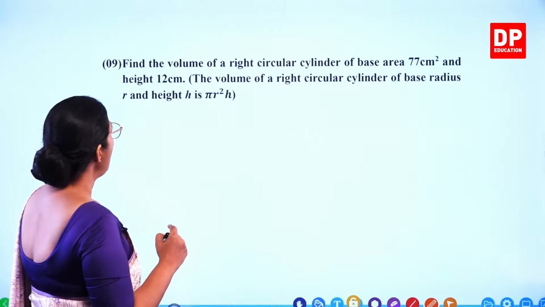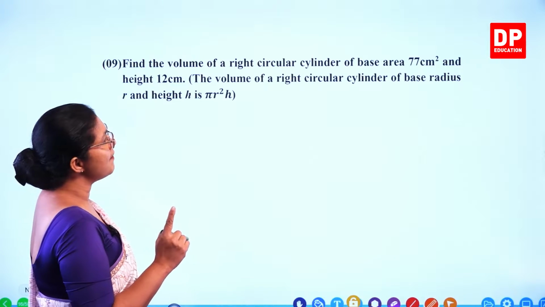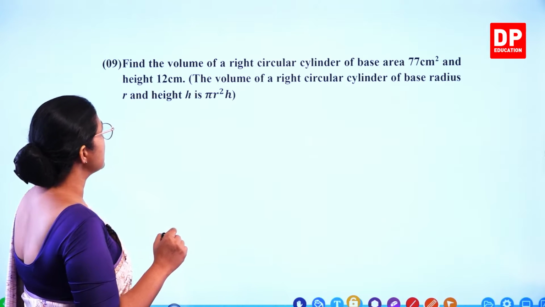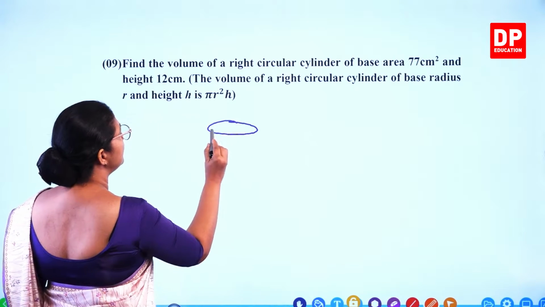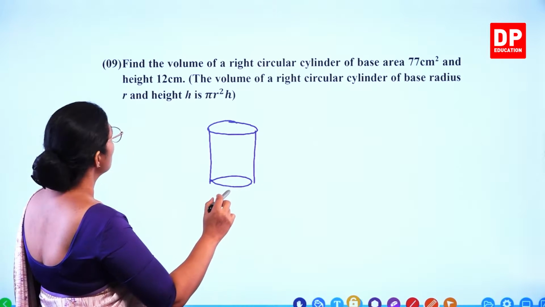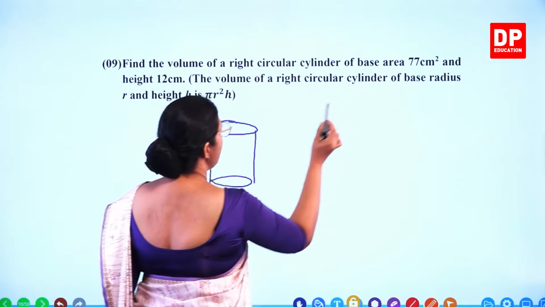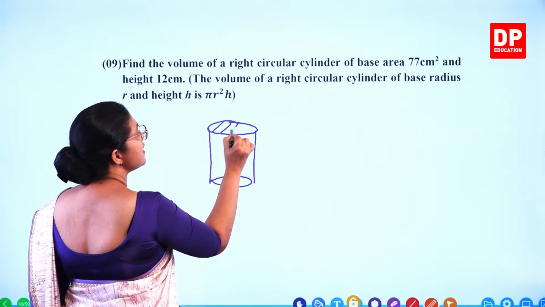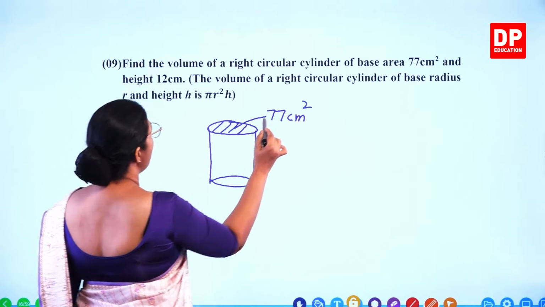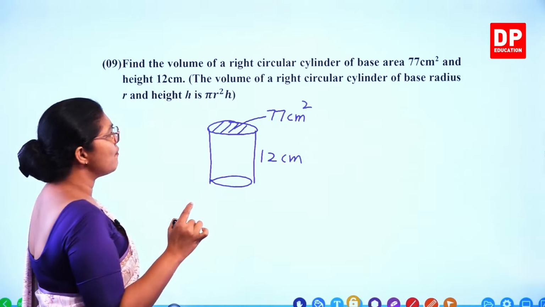Question number 9. Find the volume of a right circular cylinder of base area 77 square centimeters and height 12 centimeters. So this is a cylinder. So we need to find the volume, but it says the base area is 77. So this area is 77 square centimeters and the height is given, 12 centimeters. So what is the volume?